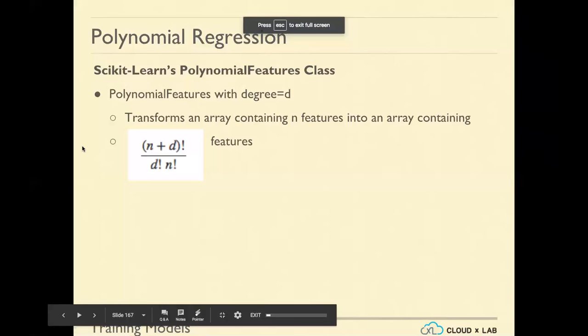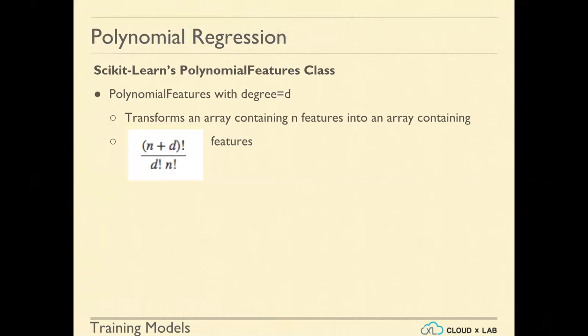All right. So if you have n features and you are introducing more features using the polynomial features transformer, so if you have n features already and you are adding polynomial features with degree d, then in the end, after transformation, you will have (n plus d) factorial divided by d factorial times n factorial.